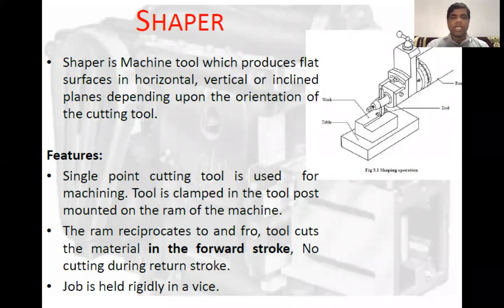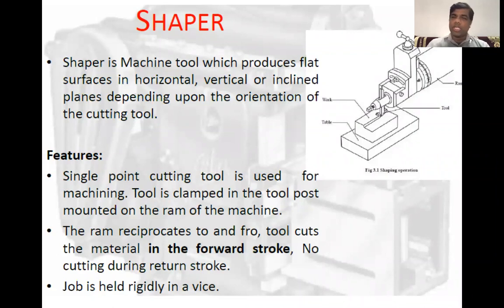The shaper is a machine tool which produces flat surfaces. These flat surfaces may be in the horizontal direction, the vertical direction, or inclined surfaces. Anywhere, it is making a flat surface, depending upon the orientation of the cutting tool.